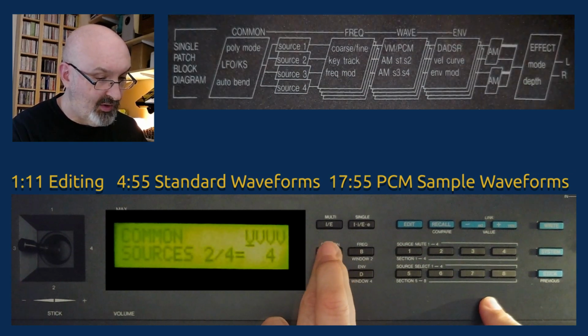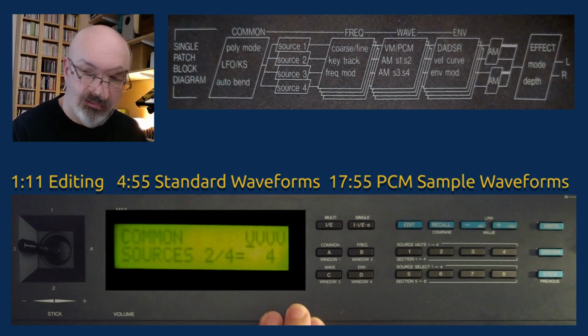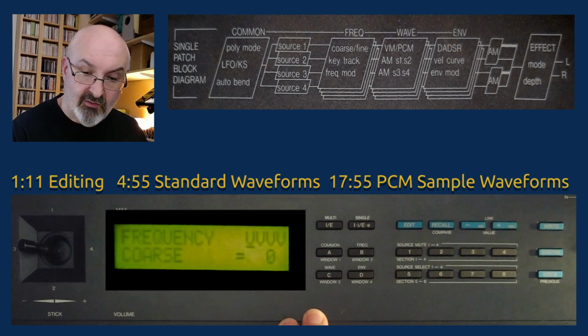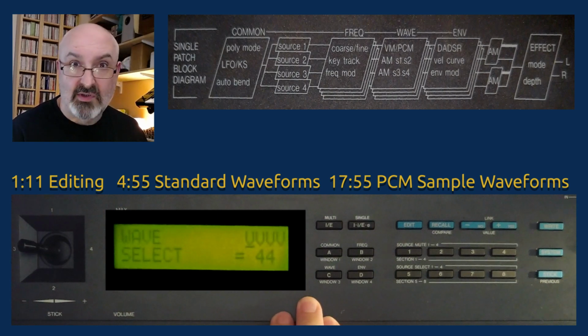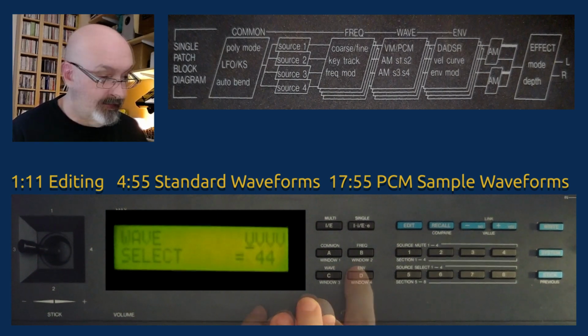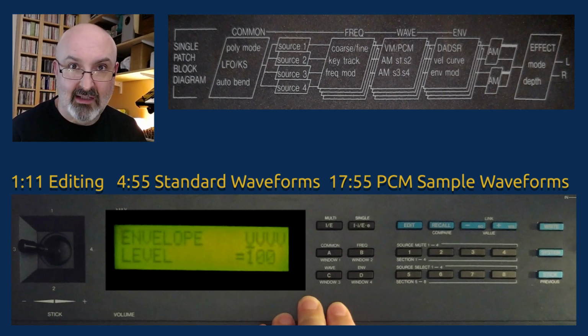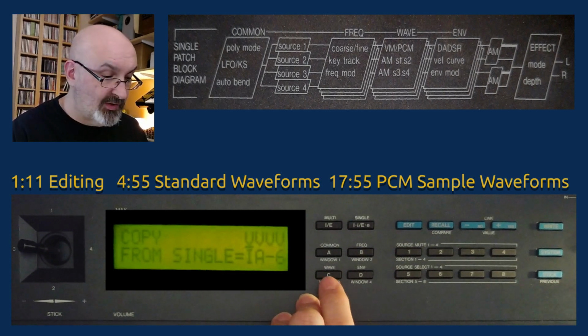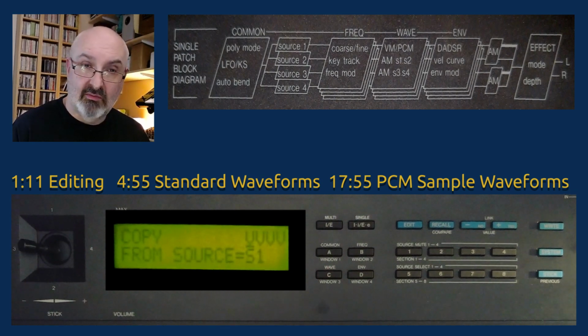You have the common section, which relates to polyphony mode, LFOs, and something called auto bend, which I've not investigated yet. Then you have the frequency section, which relates to the coarse, the fine, keyboard tracking, frequency modulation, so vibrato. You have the waveforms, which is the one that we'll be looking at the most today, and the envelopes, which again for another time. AM comes underneath the waveform section, and the sources are accessible throughout.